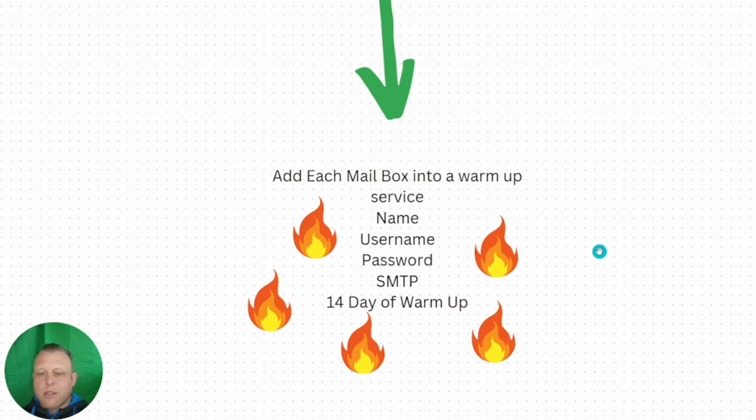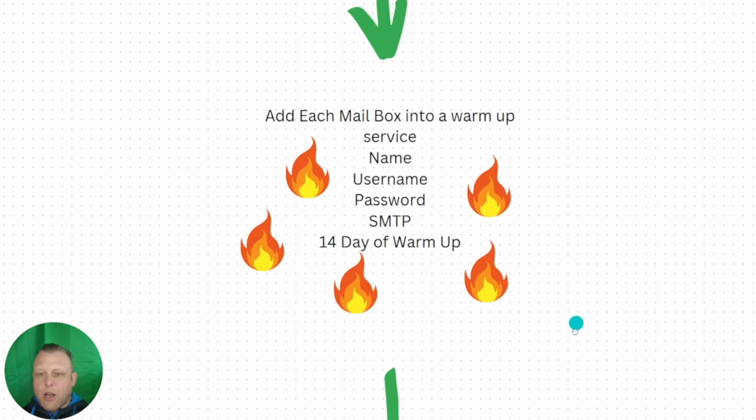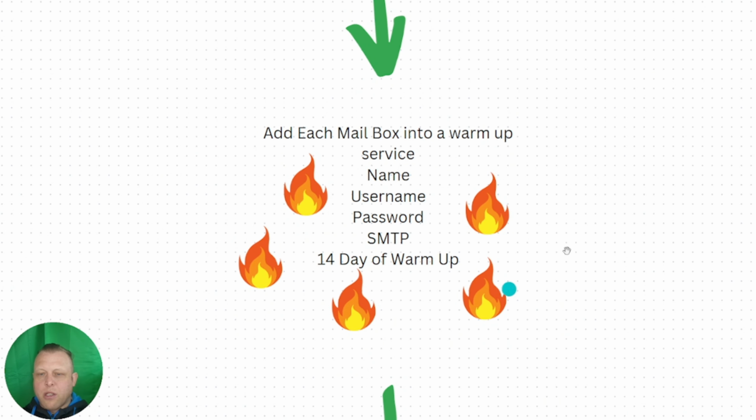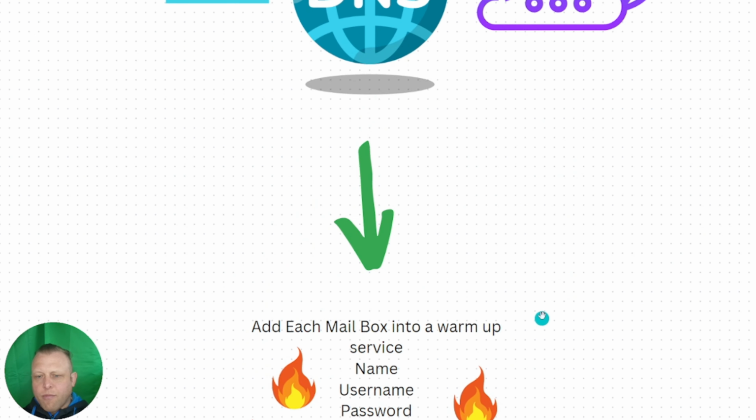And the next thing is we need to warm up your email inboxes. So when you go to a warm-up service like Instantly, you need to usually set up the warm-up and you need to load each and every single mailbox and domain in there, which requires a name, a username to be typed in. You need to enter your SMTP and then let it run for 14 days.